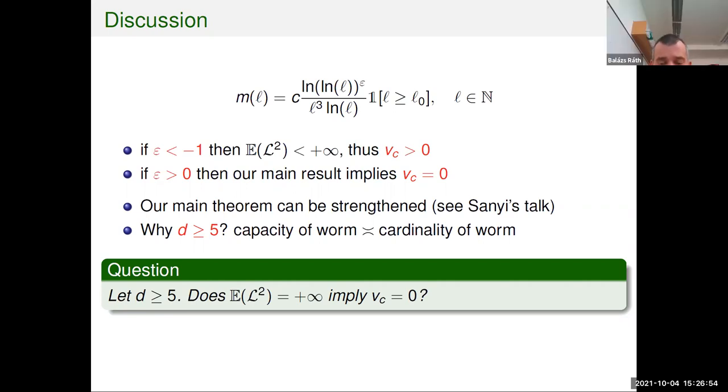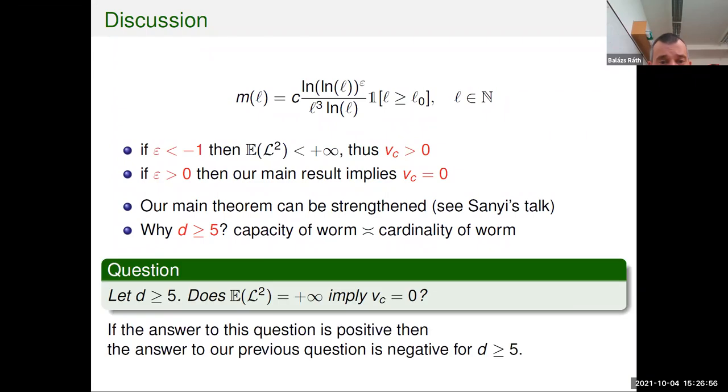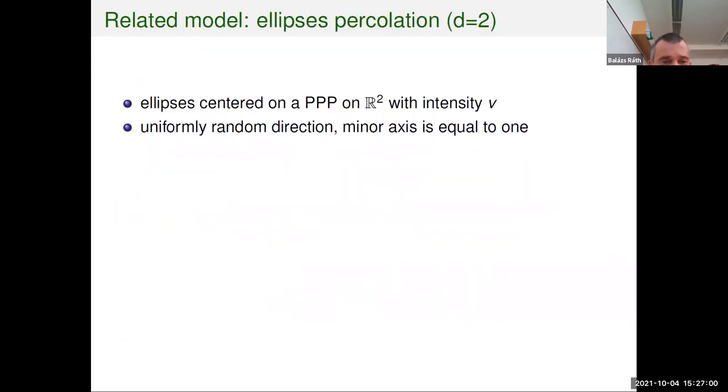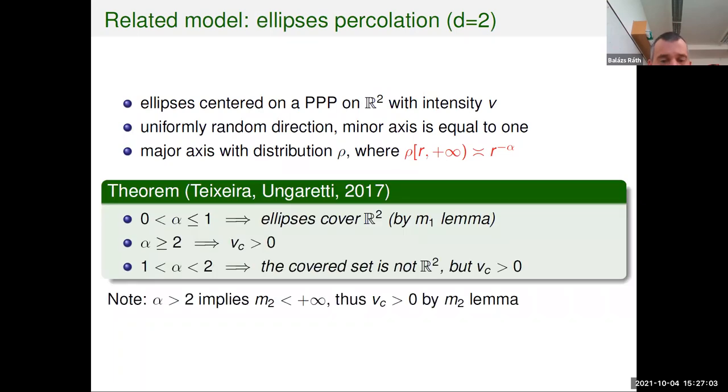So in the planar case, I guess the sticks model should behave similarly to the Teixeira model, the ellipses. But honestly, I did not look into that, so I cannot comment.